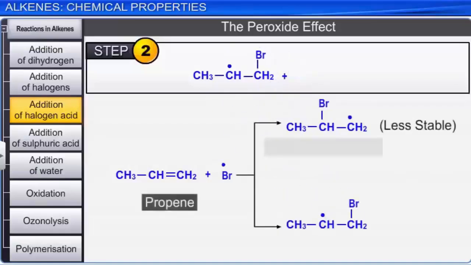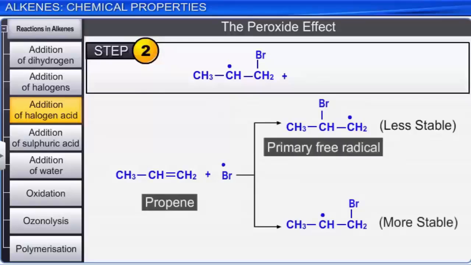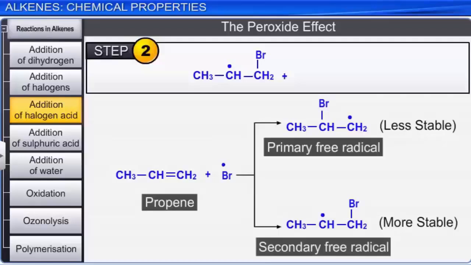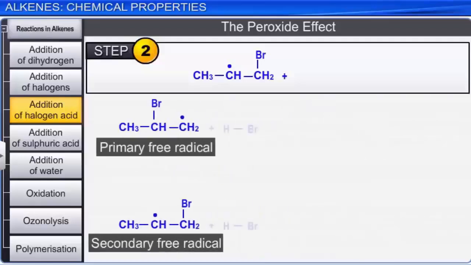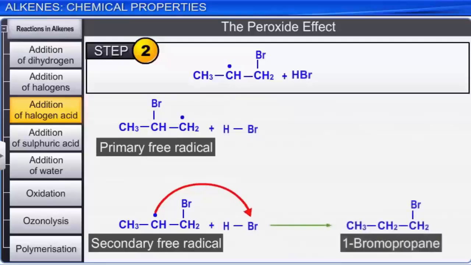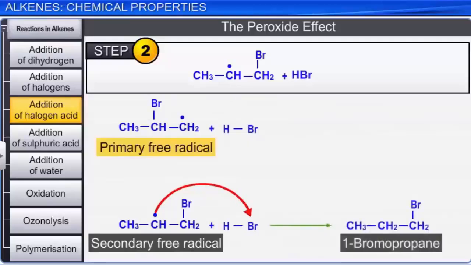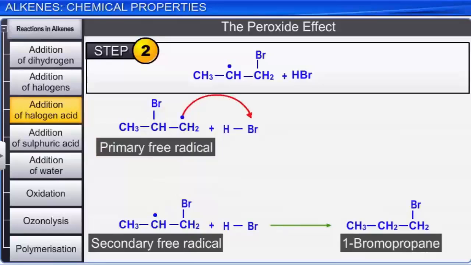The secondary free radical attacks hydrogen bromide to form 2-bromopropane, and the primary free radical attacks hydrogen bromide to form 1-bromopropane. Thus, 1-bromopropane is formed as the major product.